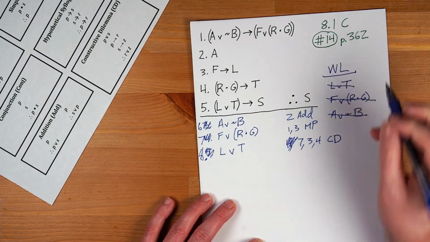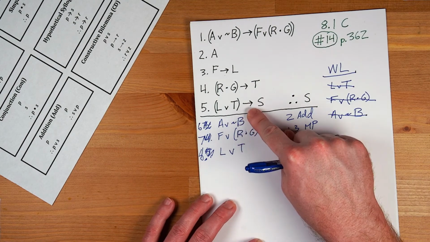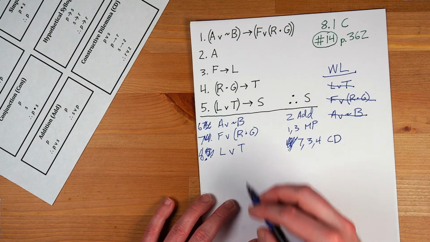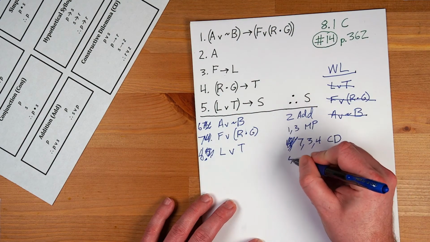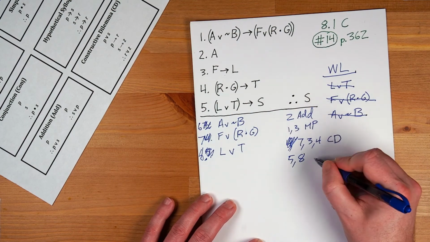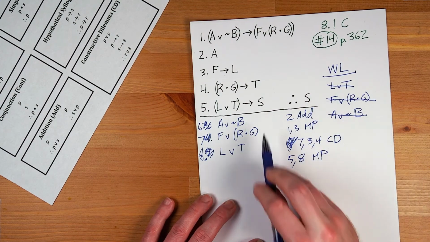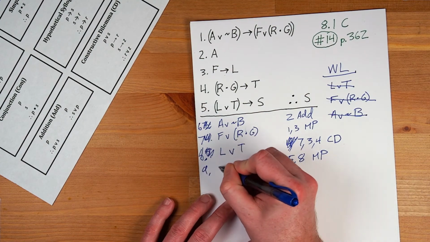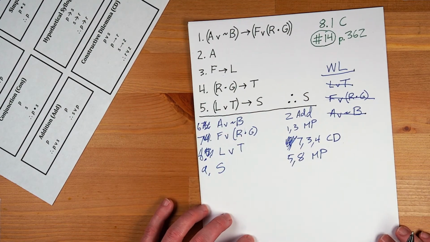So we got that, and now we have what we need to use with line 5. So 5 and 8, modus ponens, and that's going to give us our S. And that is how you get that one.